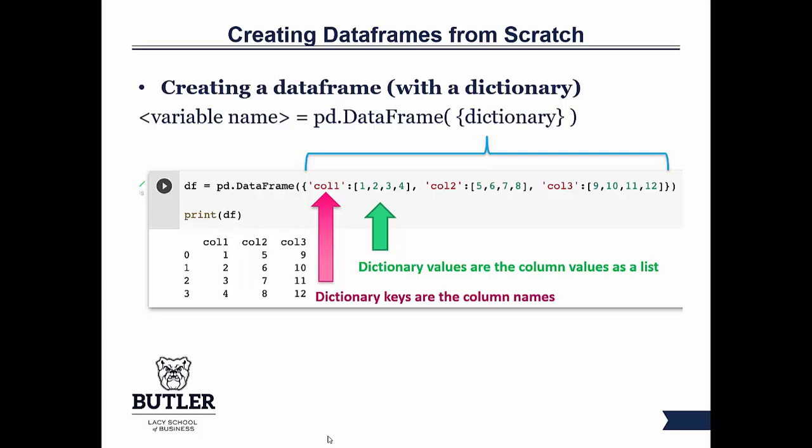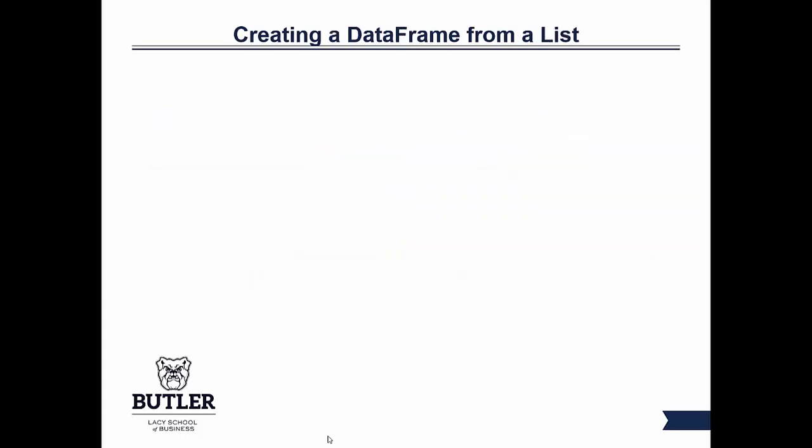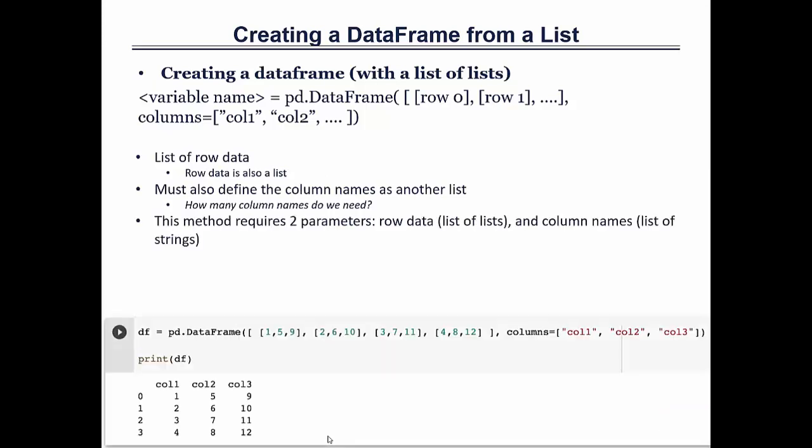The other way to do it is by making a list of lists. And I'm really not a huge fan of doing this. It can get very confusing. So with a list of lists, basically what you do is you'd still use that DataFrame constructor. And don't worry, we're going to do it in just a minute, so you'll see it.